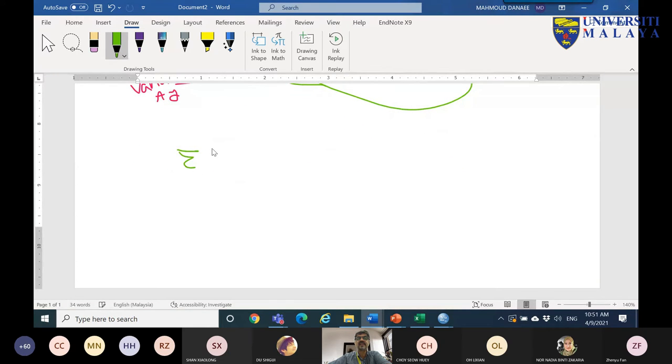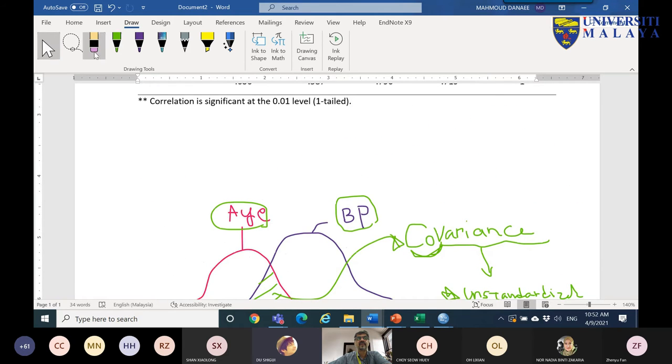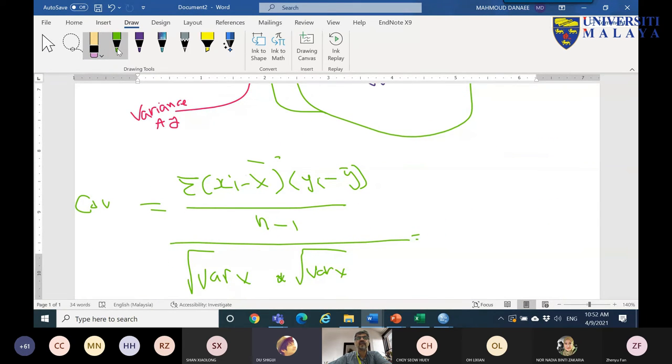So the formula for the covariance is like this: xi minus x bar, multiplied by yi minus y bar, divided by n minus 1. We call it covariance. If I divide this value by the standard deviations of X and Y, then it will be converted to the correlation coefficient. We call it correlation coefficient.